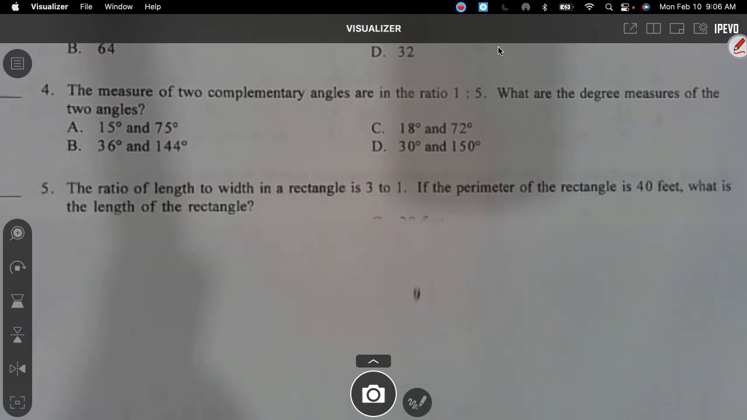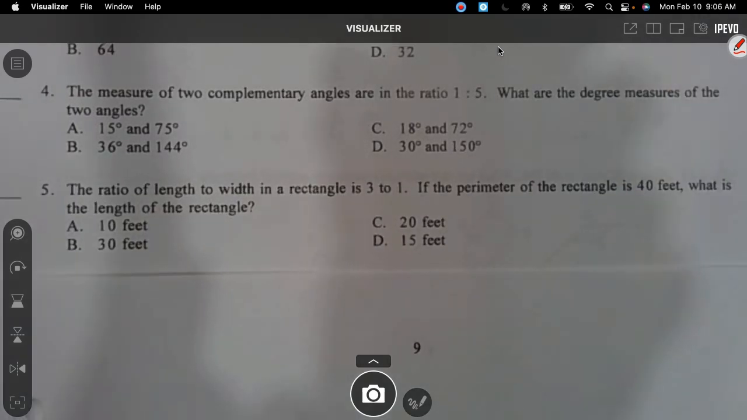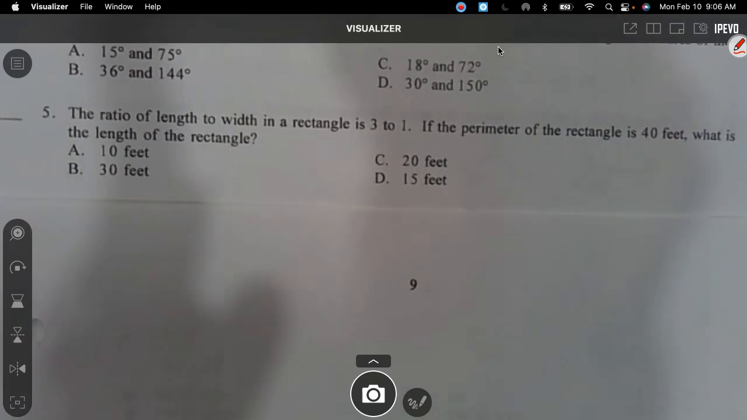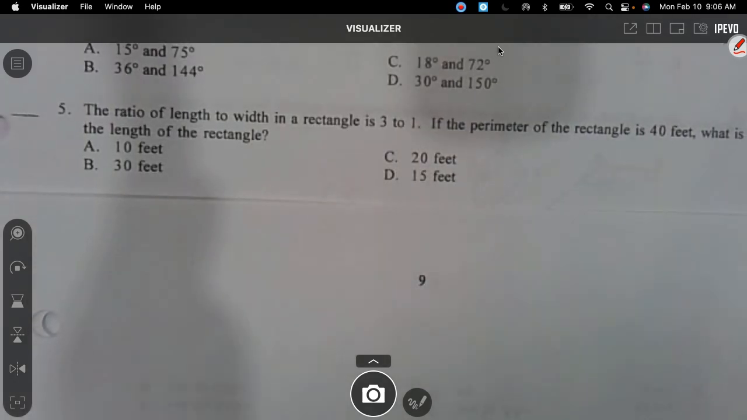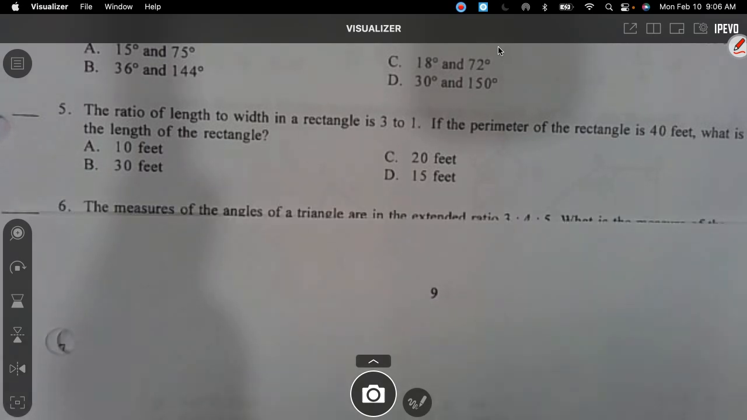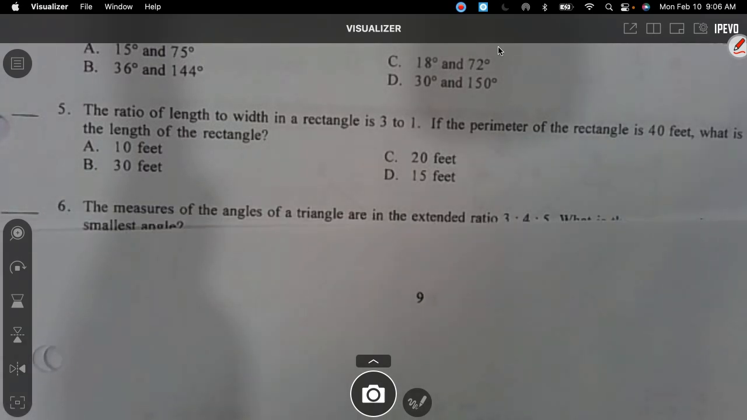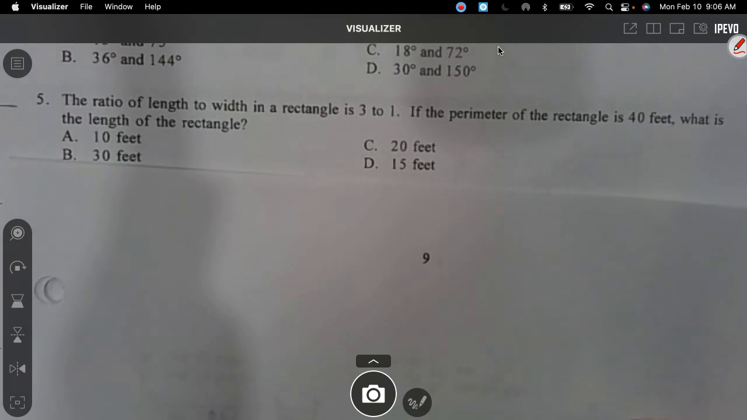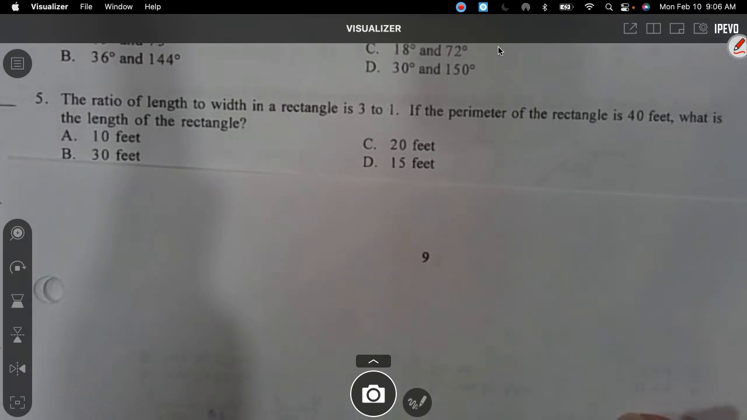All right. Number 5. It's the exact same thing. It says the ratio of the length and the width of a rectangle is 3:1. The perimeter of the rectangle is 40. What is the length of the rectangle? On this one, though, let's see.